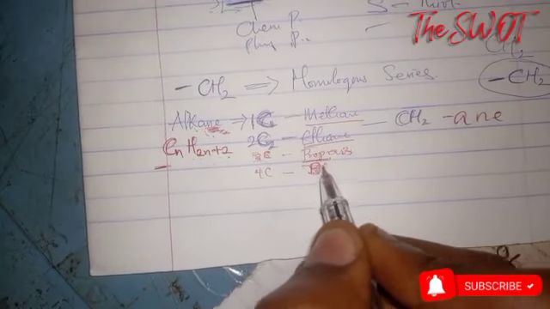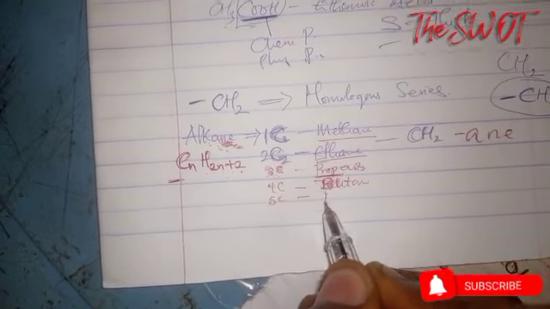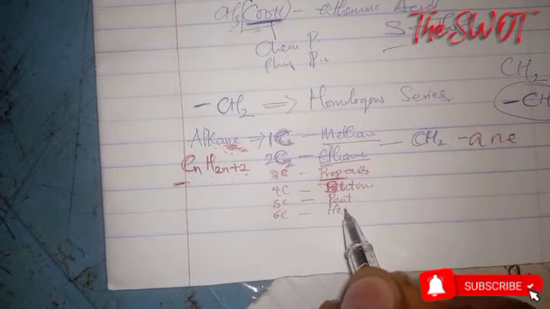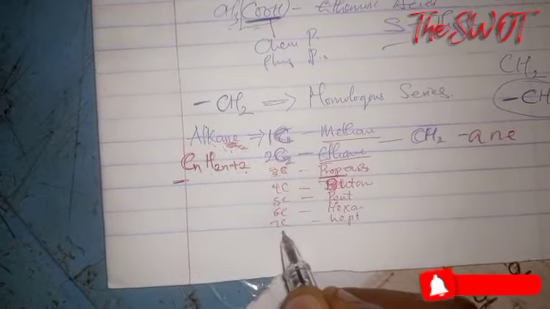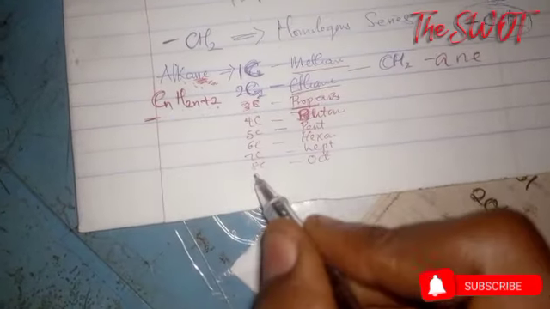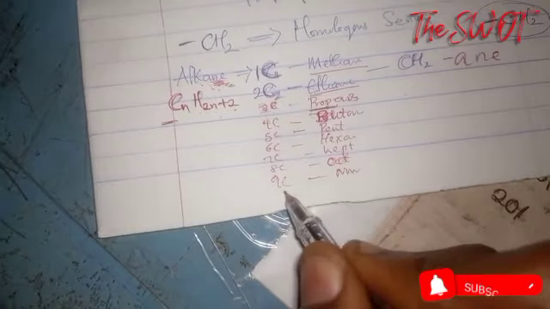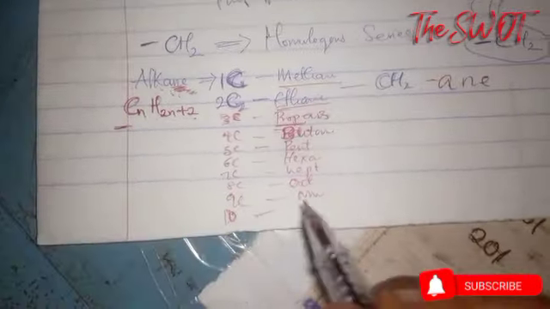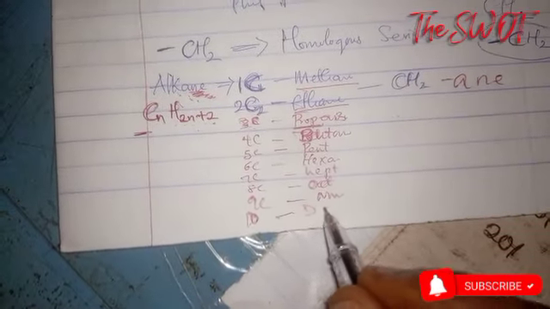4 carbon is butane. 5 pentane. 6 hexane. 7 heptane. 8 octane. Then 9 carbon atom, nonane. Then 10, that's where we need to be careful in our naming of the alkane family. So here we have decane.